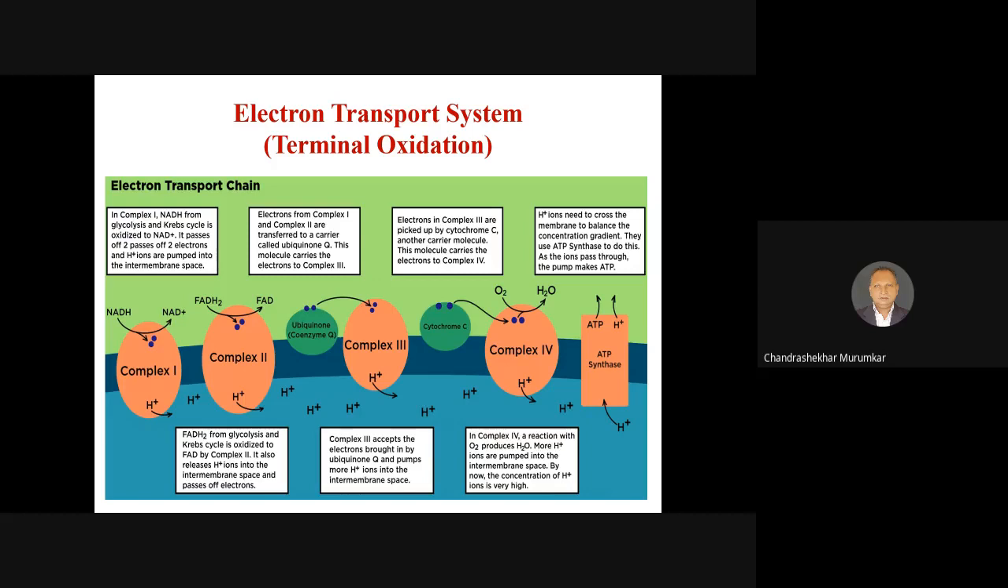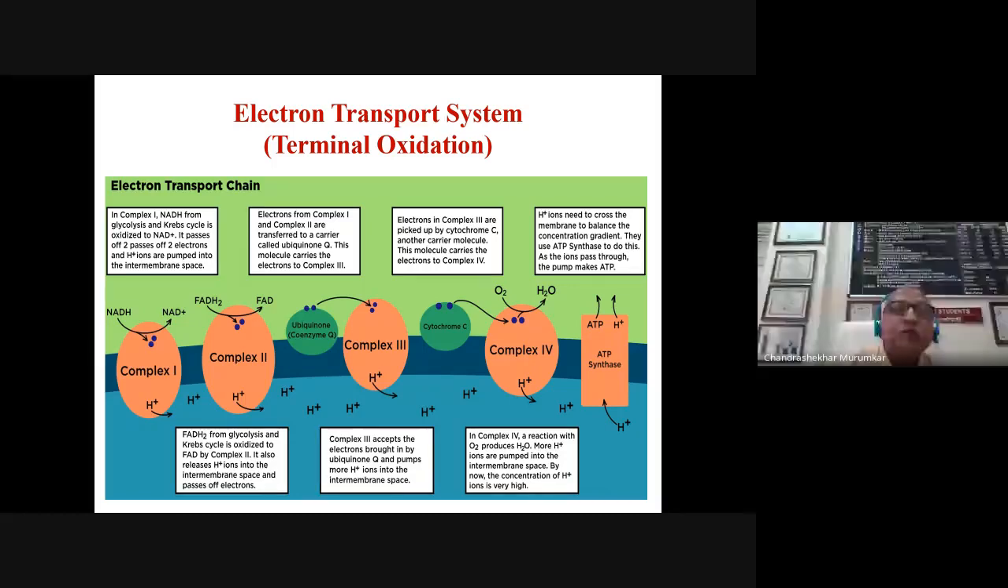Now you can see the membrane in between, which is shown by the dark blue color. Below that, you can see the inner membrane space, which is light blue in color. And again, you can see the terminal transport chain, which is present. And this transport chain is nothing but a matrix.